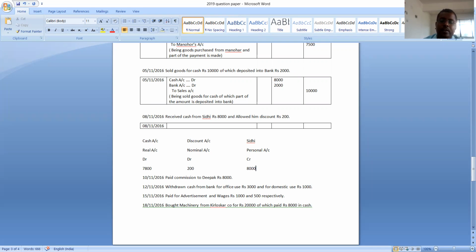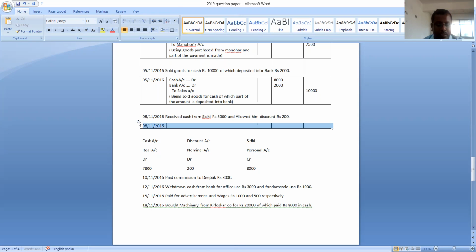Are you getting my point? Here you received cash from Siddhi rupees 8,000 and again you allowed him discount rupees 200, meaning out of 8,000 you gave him a concession of rupees 200. So received cash from Siddhi, cash is how much? 7,800. Discount is how much? It is 200. So what is the total of Siddhi's account? It is 8,000. Yes.